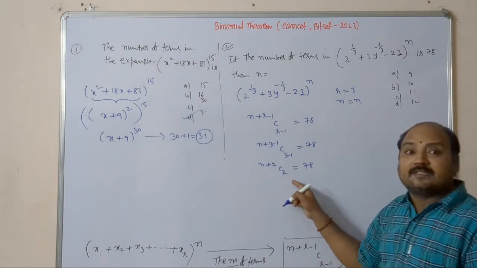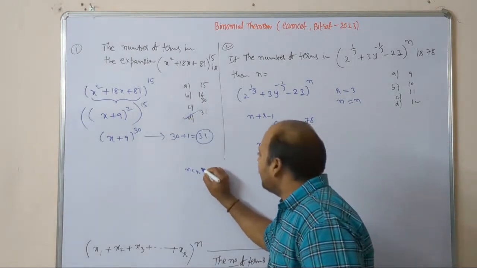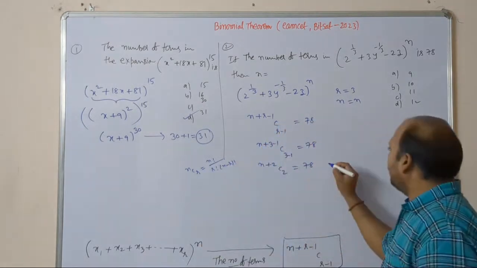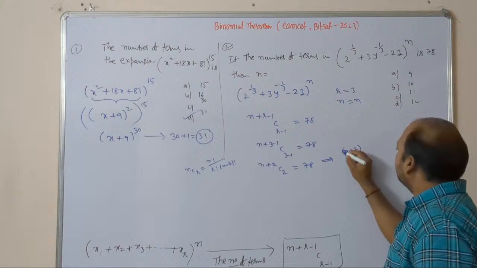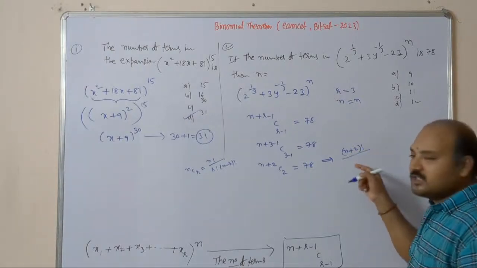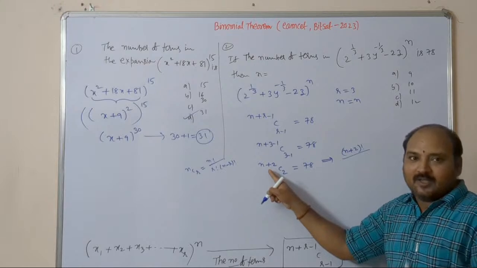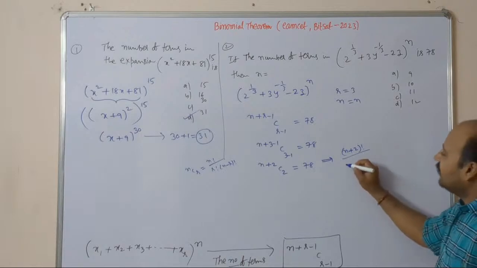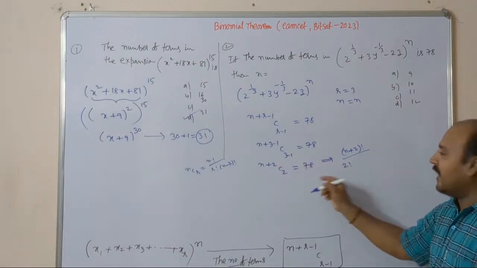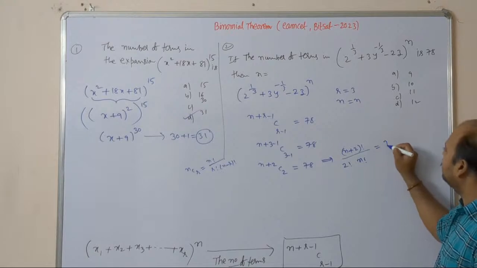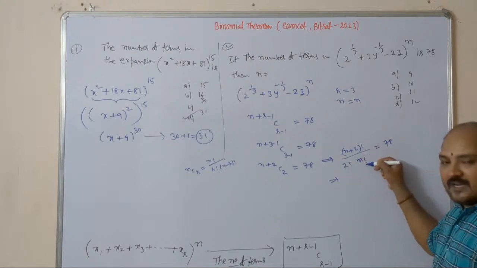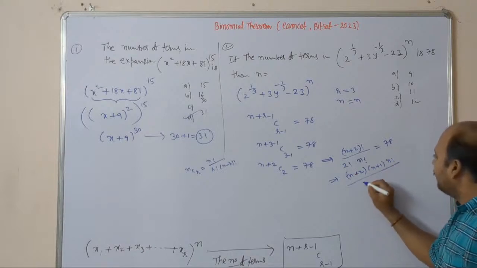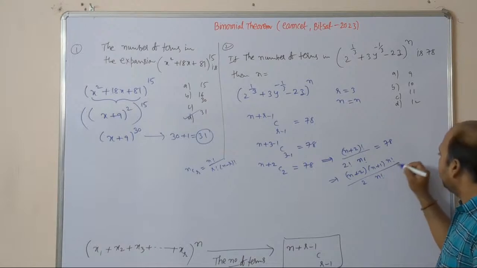N plus 2 NCR expansion is what? NCR equal to n factorial by r factorial into n minus r factorial. No? So here also n plus 2 factorial by, this is for your understanding purpose, otherwise I will write directly. N plus 2 factorial by 1 into 2 also we can write it. Next 2 factorial, n plus 2 minus 2 is n factorial is equal to 78. N plus 2 factorial in terms of n: n plus 2 into n plus 1 into n factorial by 2 factorial is 2, n factorial is equal to 78.